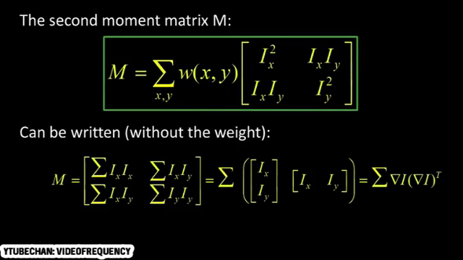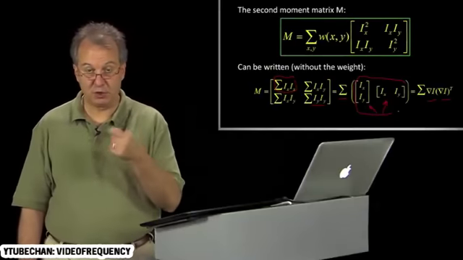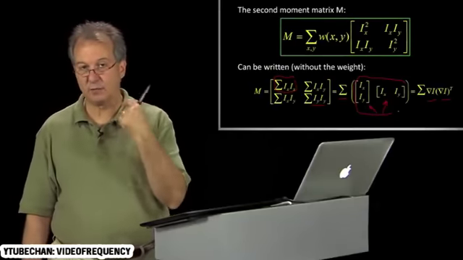Okay. I'm going to write that M matrix without the weights at the bottom. Okay? And when I write it that way, you can see that this is just the sum of IxIx, sum of IyIy, and the cross sum. That can just be written as the sum. This is referred to as an outer product. Right? So it's the outer product of the single gradient. Okay? That's what this says. One of these is just the outer product of one vector. It's a 2 by 2 matrix, but it's an outer product of one vector.